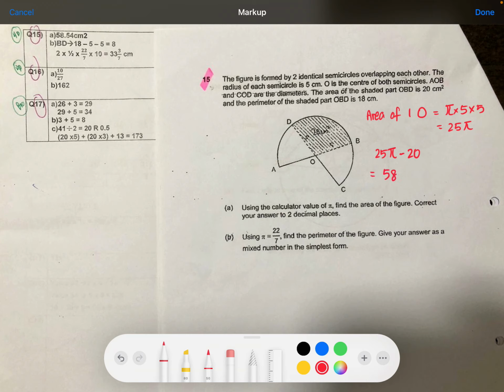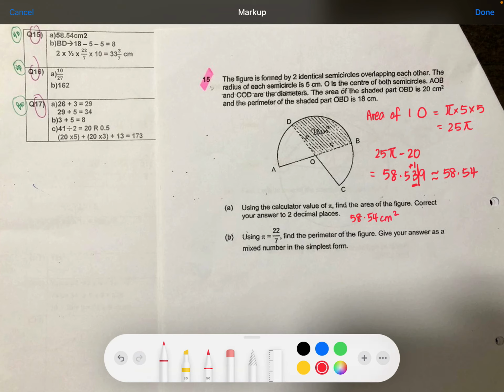In order to do rounding to two decimal places, you only need the 3, so you will underline this. Remember, we have a poem: more than 5, add one more; 5 or less, just ignore. So I will be getting 58.54. So my part A answer is 58.54 square centimeters, finding area.